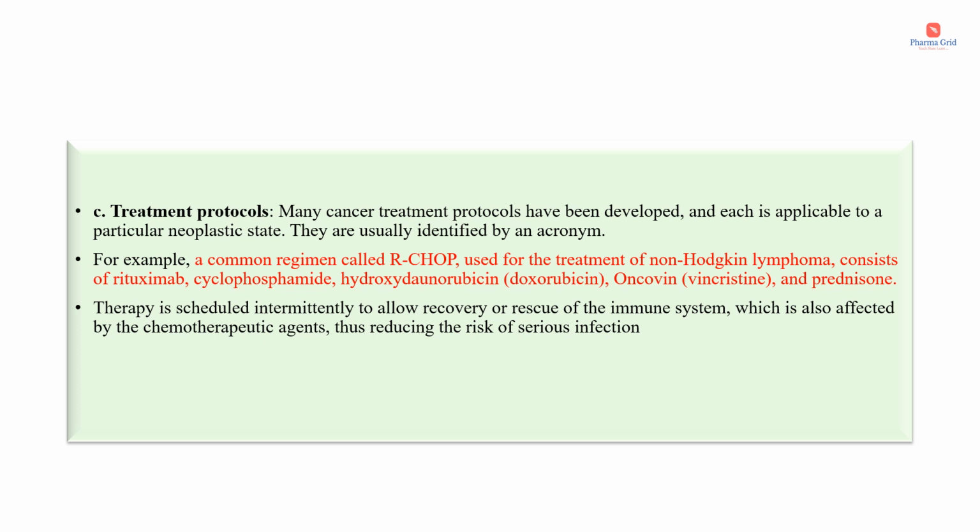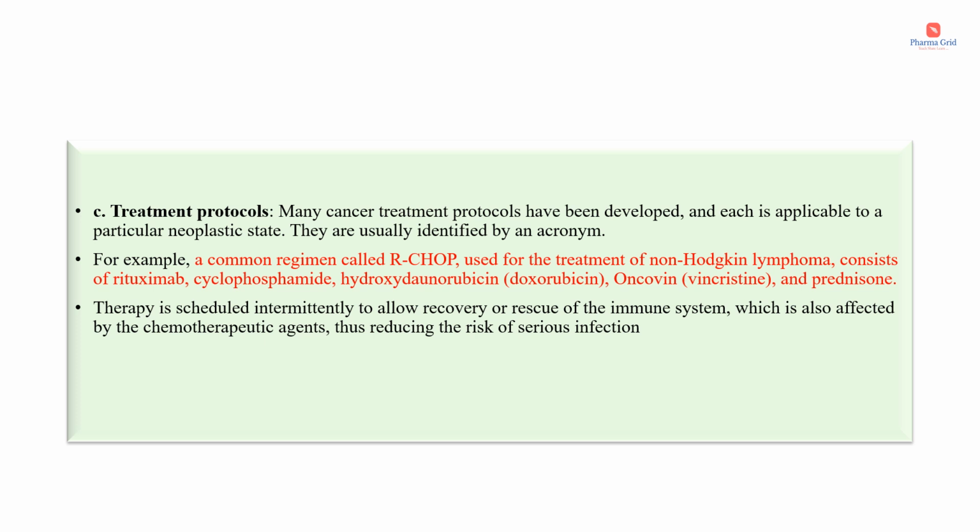Consists of, that's R-CHOP. The R is for rituximab, C stands for cyclophosphamide, H for hydroxydaunorubicin. Hydroxydaunorubicin is also known as doxorubicin. Then O stands for Oncovin, which is a brand name for vincristine, and P for prednisone. Okay, so this is a common regimen for the treatment of non-Hodgkin lymphoma. Usually they are identified by the acronym R-CHOP.